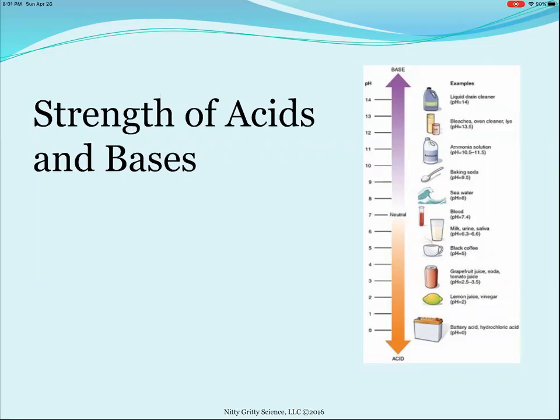it becomes more acidic. So you can see the different things here: lemon juice, vinegar, battery acid, those are all acids, of course. And then bases, bleaches, liquid drain cleaner, you might not think of those as bases. They might seem more like acids because they are strong, but they can be strong bases, and baking soda and seawater are bases there.